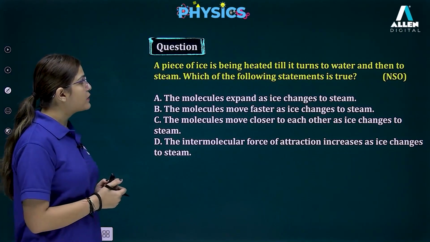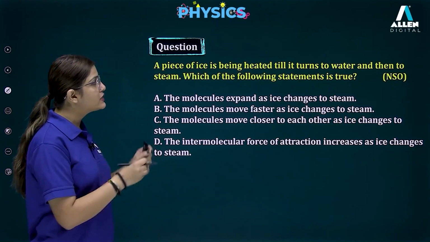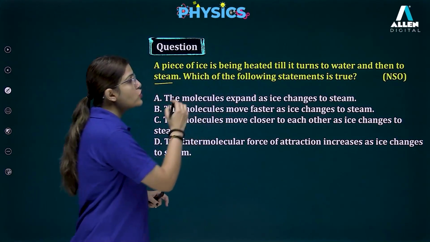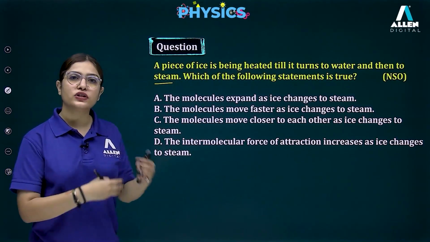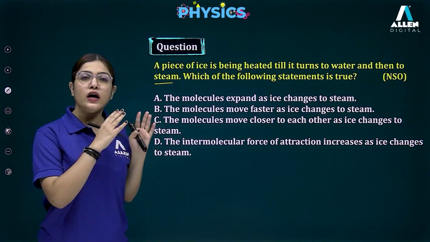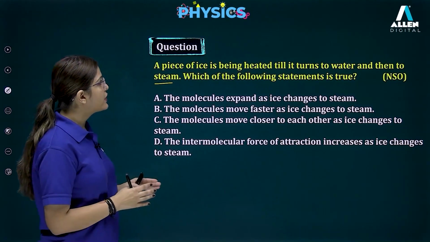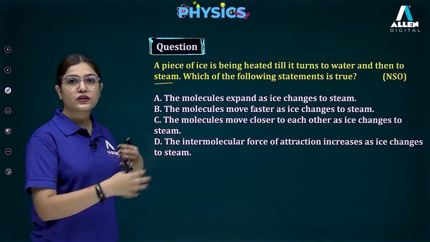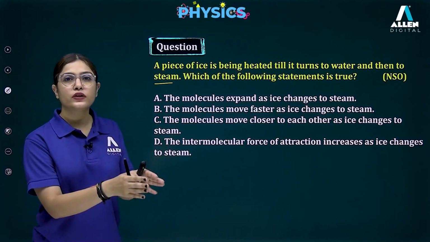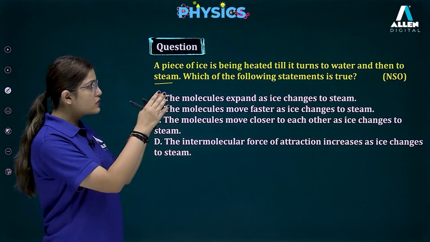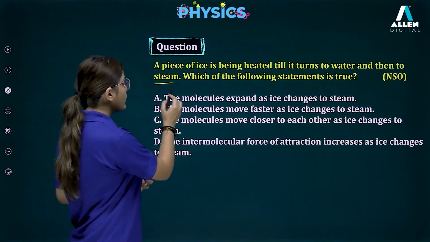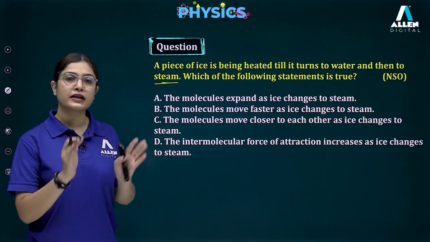The question says that a piece of ice is being heated till it's turned to water and then to steam. So, in short, we are talking about the changes in phases. Okay, whatever conditions we are taking, first we are taking that it is a piece of ice that is in the form of solid, and then we just start giving the temperature, and then it will convert in the form of liquid. Okay, it is going to convert in the form of water, and then again when we are giving the temperature, it will convert in the form of steam, that means gas.